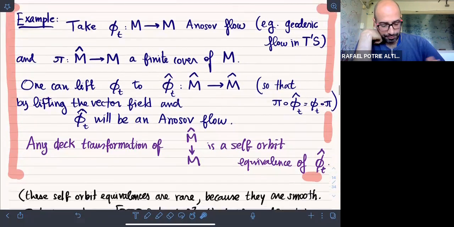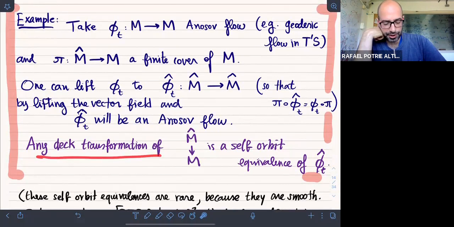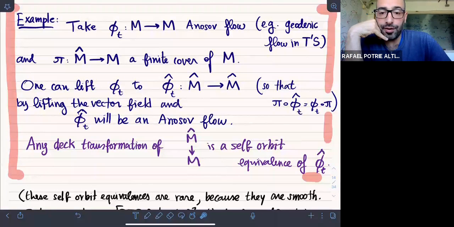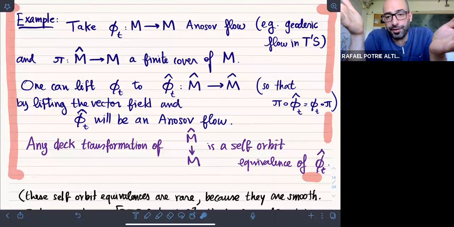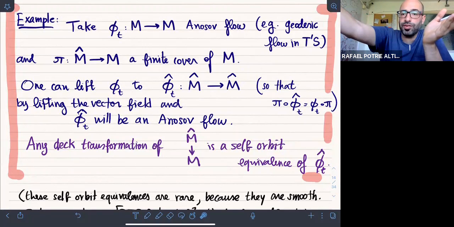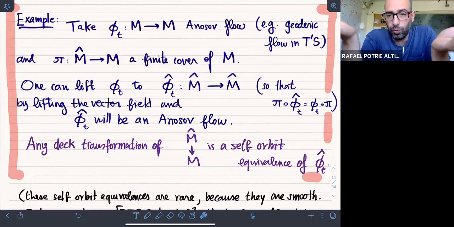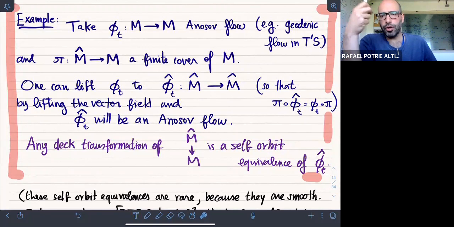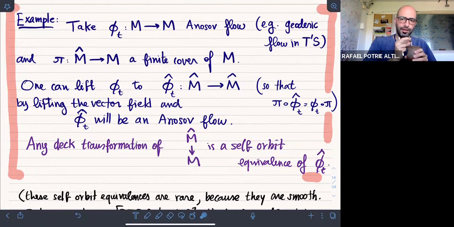But now, any deck transformation of this finite cover will be a self-orbit equivalence of phi t, because it will map orbits of the flow into a different orbit of the flow. And in fact, if you take one of these deck transformations and you compose with some time of the flow, you will always get a partially hyperbolic diffeomorphism which is not the time one map or similar to the time discretized Anosov flow, in the sense I discussed at the beginning.